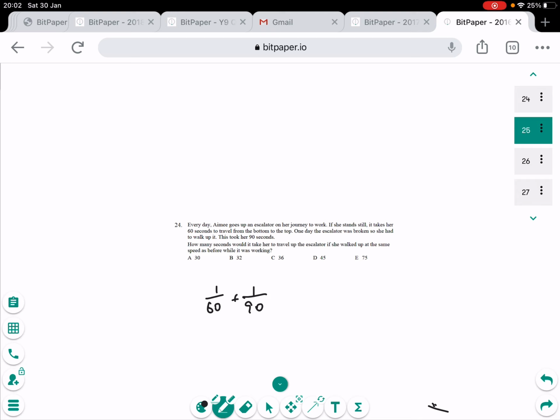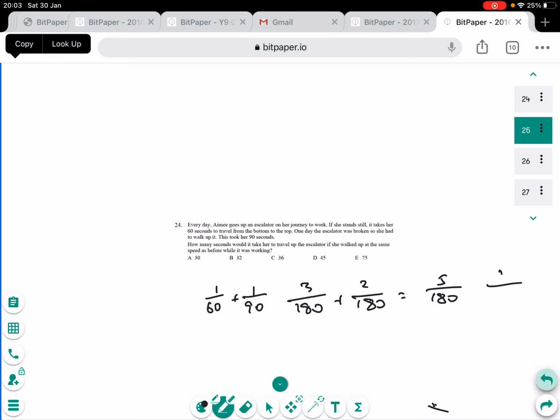If you add those two together, let's say 180, 3/180 plus 2/180 equals 5/180. 1 divided by 5 of that, wait, what? That's 36. So yeah, the answer is C. That's quite simple.